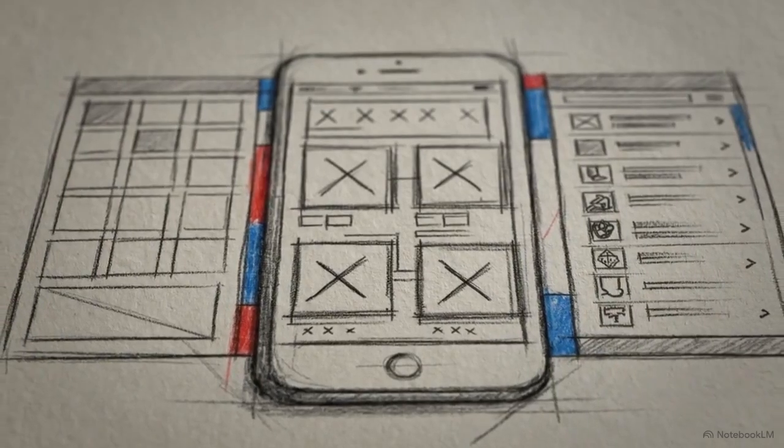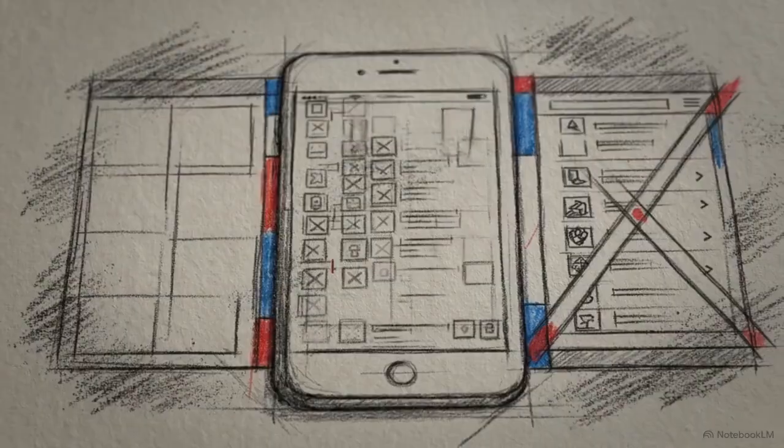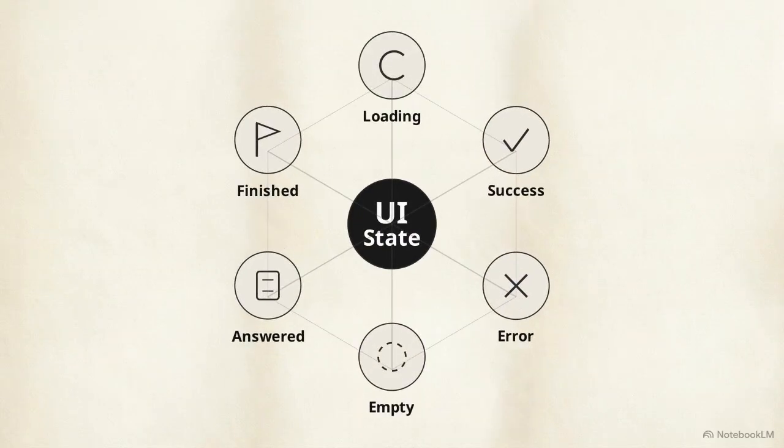Every time you interact with an Android application, the screen in front of you is a highly volatile system. This diagram maps the core structural phases of that system into 6 distinct states: loading, success, error, empty, answered, and finished. A typical user session shifts rapidly among these specific conditions as data is requested, processed, and displayed.